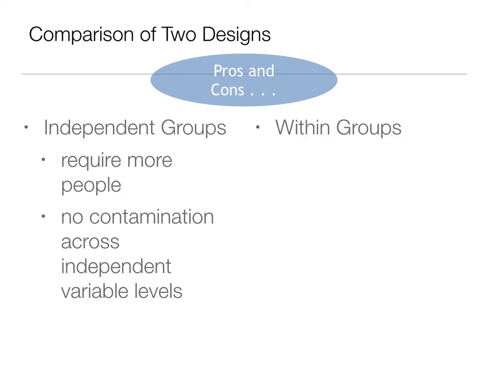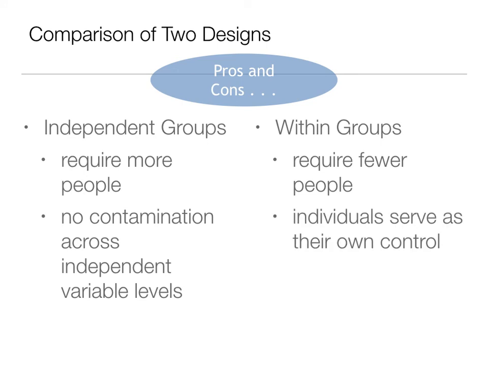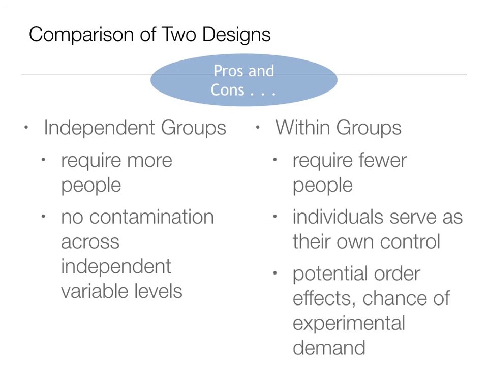For a within groups design, yay, fewer people. Individuals serve as their own control group. We don't have to worry about individual differences. But we do have to worry about those order effects, that chance of experimental demand.